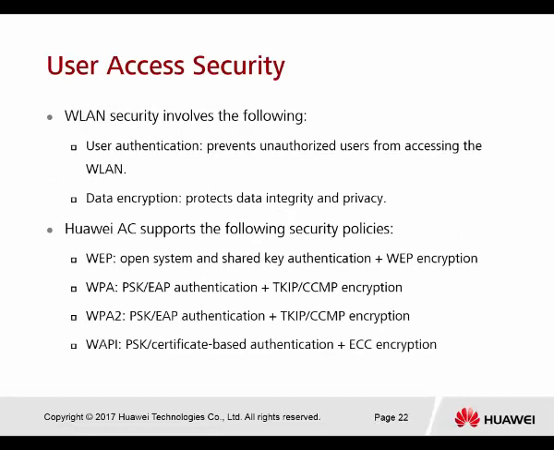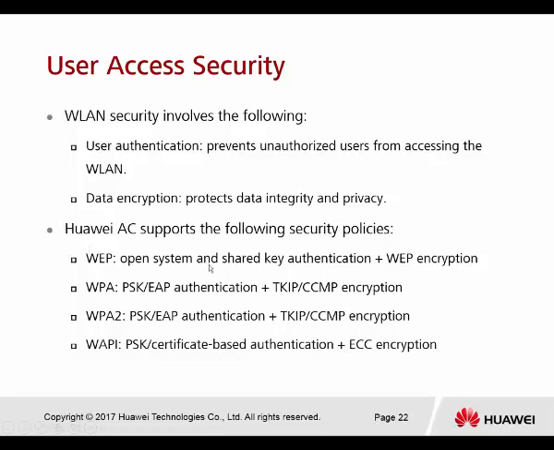WLAN user access security. WLAN security involves the following: user authentication, which prevents unauthorized users from accessing the WLAN, so all users have to perform authentication first before they access the WLAN. And data encryption. After the user is able to connect to the WLAN, the next thing we need to do is make sure all the data and information sent from a user is protected. All the information must be encrypted.